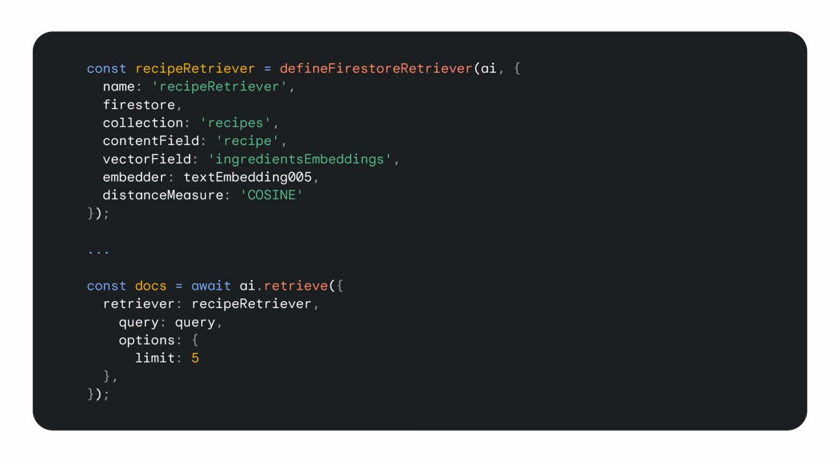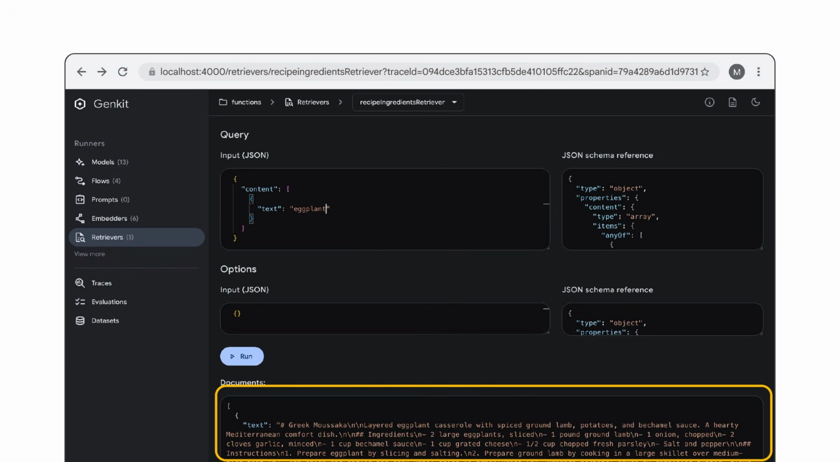Our recipes are stored in Cloud Firestore, which supports vector embeddings. So when the user stores a new recipe, we also calculate vector embeddings for its ingredients and store them alongside it. Genkit's Firestore retriever can then use those embeddings to quickly find the recipes that best match a user's ingredients, like those detected in their fridge photo. The result is a number of Firestore documents that contain the best matching recipes.